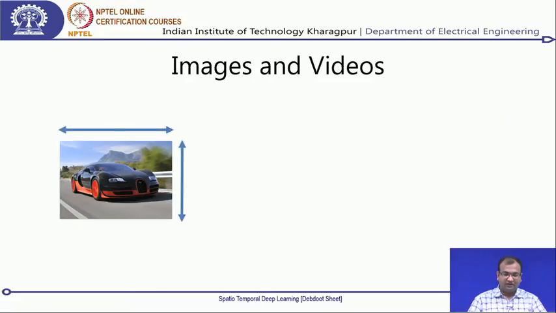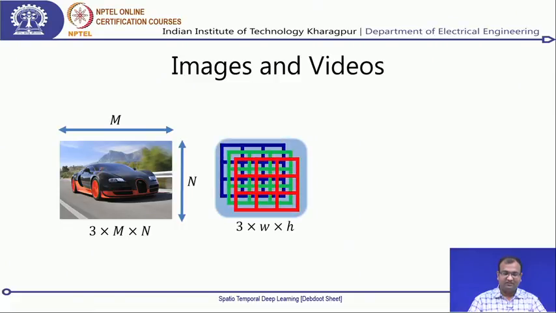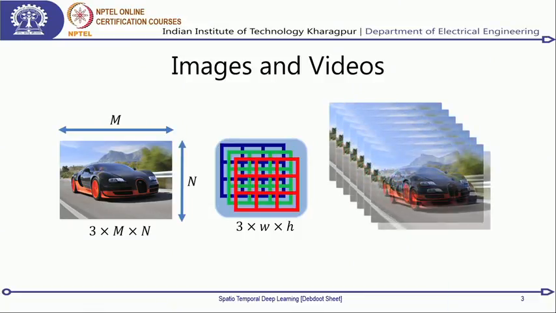So, if you had your images as m cross n, and it was a 3 channel, you had a 3 cross m cross n, and then your convolution kernel was also a 3D kernel which had number of channels equal to the number of channels in the input image, and it was 3 cross w cross h. And then when you convolve it out, you have your resultant.